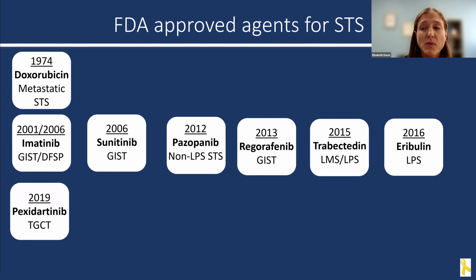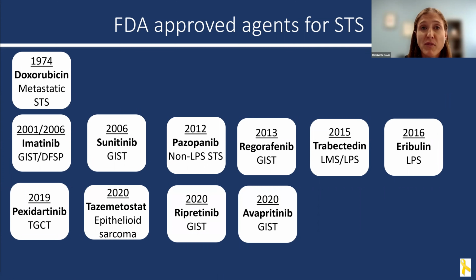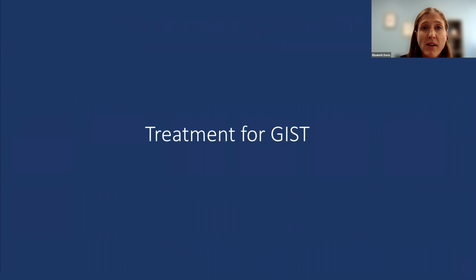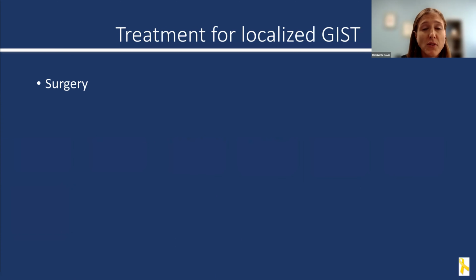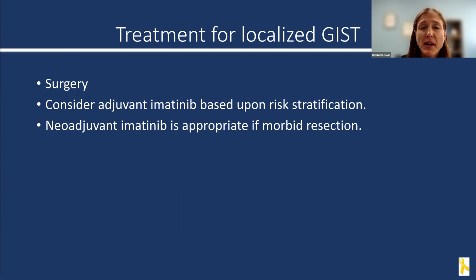More recently, in 2019, pexidartinib was approved for the treatment of tenosynovial giant cell tumor. And 2020 was quite a year with the approval of 3 new agents: tazemetostat for epithelioid sarcoma, and ripretinib and avapritinib for GIST. So let's spend a few minutes talking about GIST, given that this accounts for about 30 or 40% of all sarcoma cases. Treatment for localized GIST includes surgery, and then either adjuvant imatinib based on risk stratification, or potentially neoadjuvant imatinib if resection would be particularly morbid.